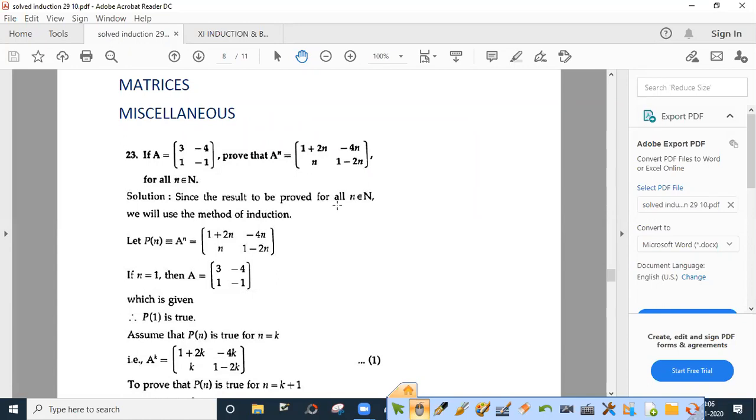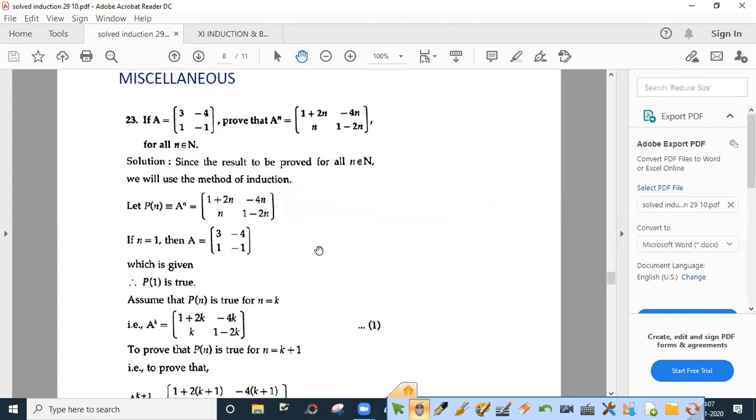Since the result is to be proved for all n belonging to N, we will use the method of induction. Let Pn denote the statement A raised to n equal to this matrix. For n equal to 1, we get A raised to 1, that is this matrix. Now, what is the RHS? 1 plus 2, that is 3, minus 4, 1, minus 1. Yes, so P of 1 is true.